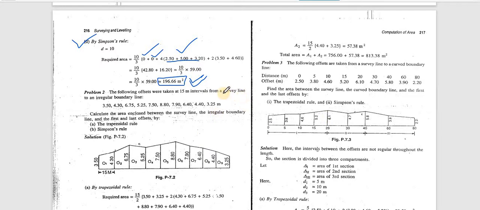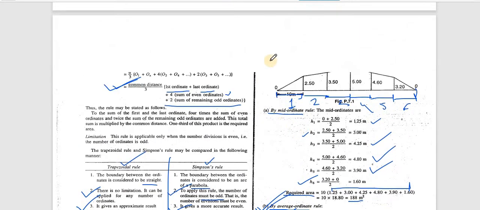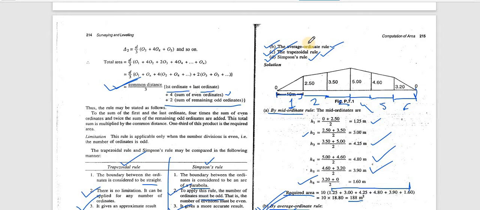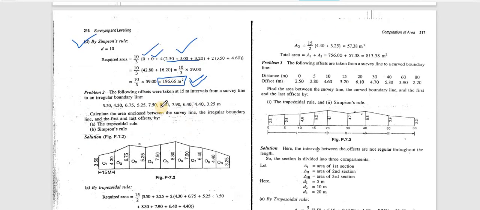So in this way, with the help of different rules, you can calculate the area. You need to remember the names of all these rules: the mid-ordinate rule, the average ordinate rule, the trapezoidal rule and Simpson rule. After that, we will see the next problem related to this.